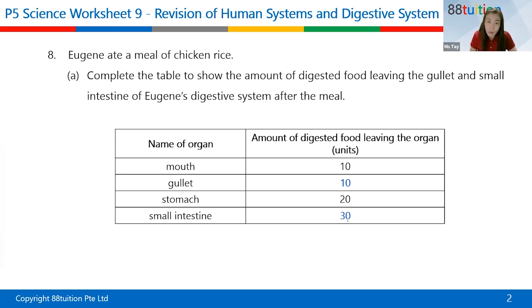Correct. So in the small intestine, there is completion of digestion. So the amount of digested food leaving the small intestine, of course, is going to be highest, right? Of course, 30 might not be the fixed number. You can have 32, 35. Yeah, just don't go too extreme. Don't give very big numbers.